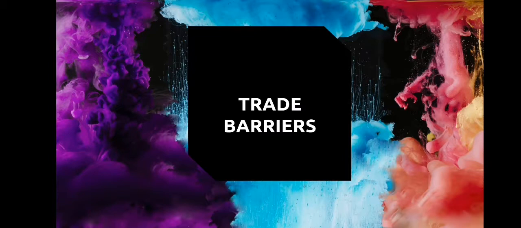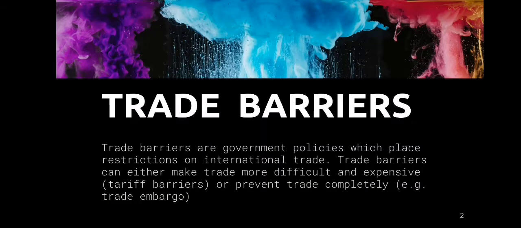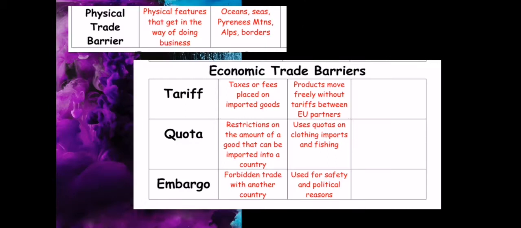Trade barriers are government policies which place restrictions on international trade. Trade barriers can either make trade more difficult and expensive, as tariff barriers, or prevent trade completely, like a trade embargo. There are several trade barriers, but we are going to be checking these four.